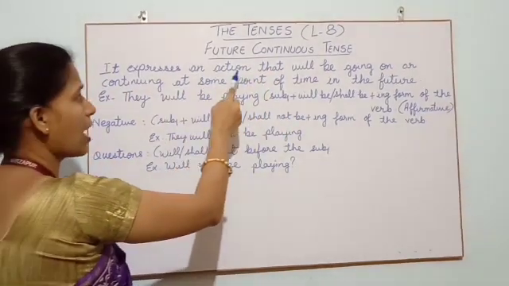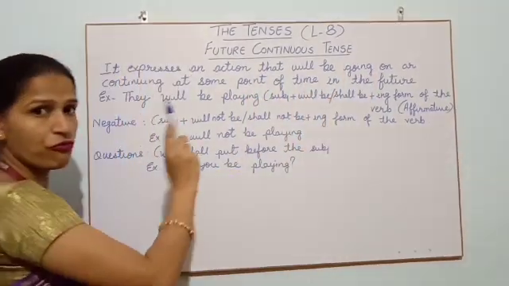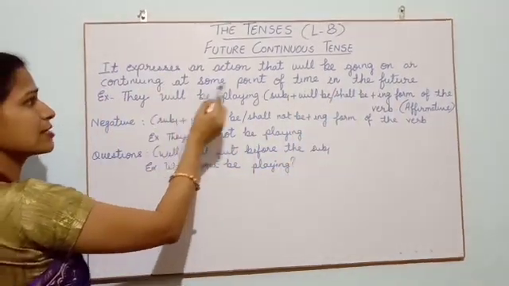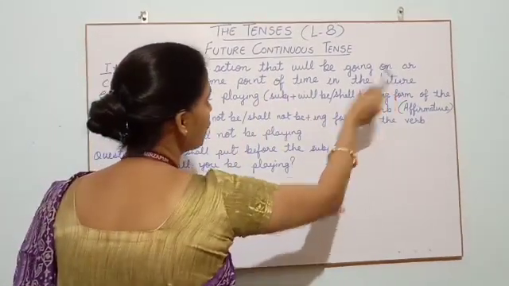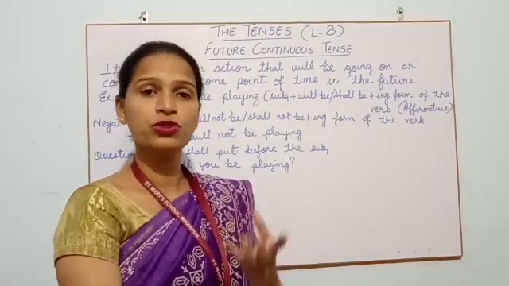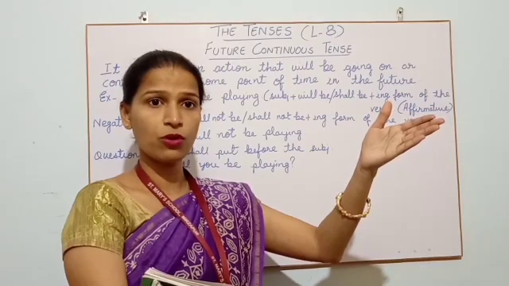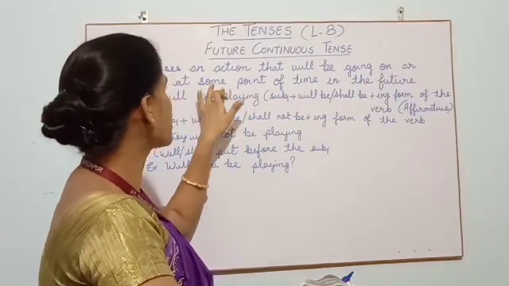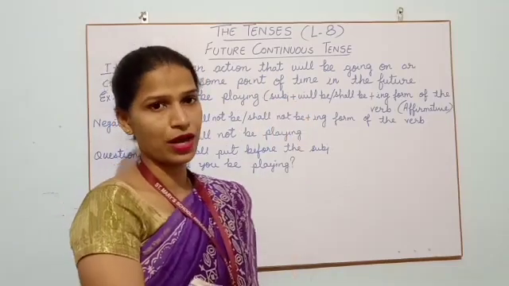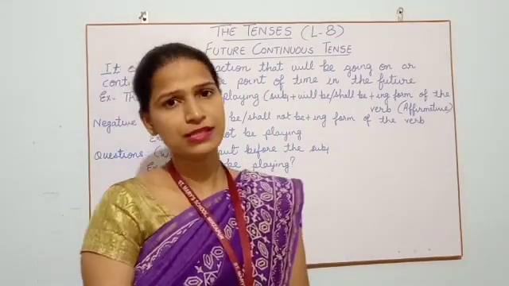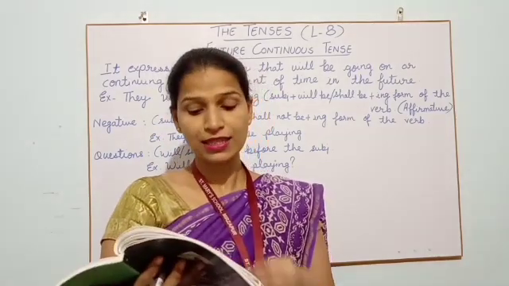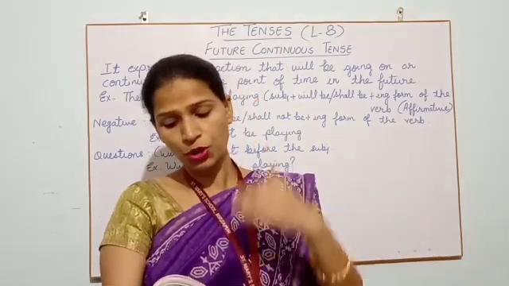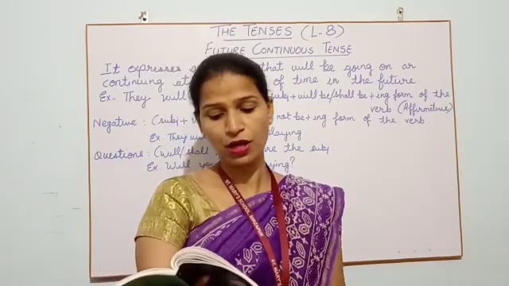It expresses an action that will be going on. Will be going on means will be continuing at some point of time in the future. Definitely, when we are talking about future tense, that action will take place in the future, and that future action will continue to take place at some point of time. That is known as future continuous tense.